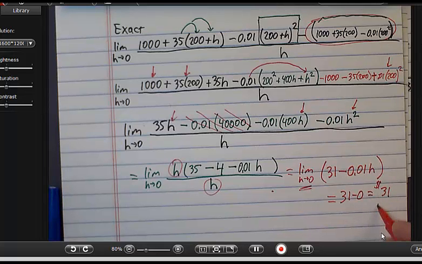$31 per coat. You see that? So this idea of instantaneous rate of change being a limit is something we're going to have to get used to. You're also going to need a lot of paper, right? I mean, that's one thing we're learning.